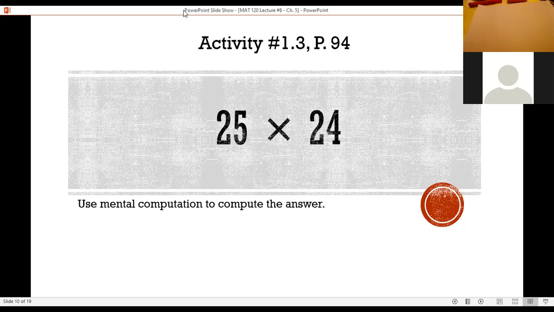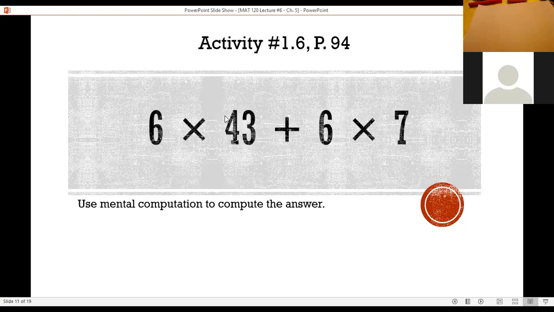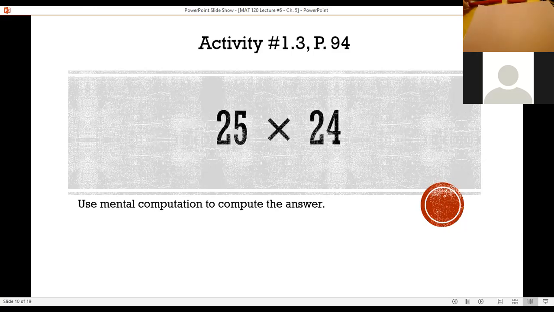Let's see what your textbook says. Oh, it looks like they haven't. Yeah, they didn't talk about it. So I'm going to talk about this one. Okay, that's the kind of reference.